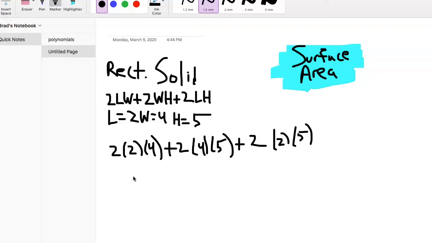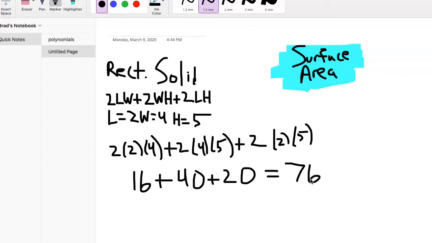2 times 2 is 4. 4 times 4 is 16. 2 times 4 is 8. 8 times 5 is 40. And 2 times 2 is 4. 4 times 5 is 20. Okay, and if you add all these up, 40 and 20 makes 60. 60 plus 16, 76. Okay, that's all you got to do. So that's rectangular solids.